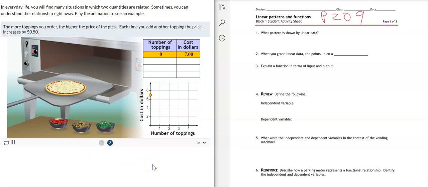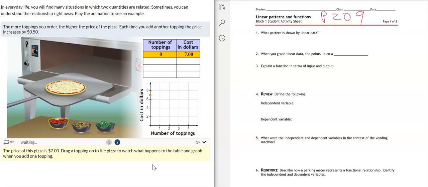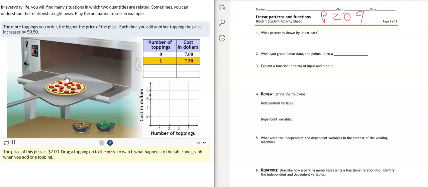So we can see a table here and a graph. The price of the pizza is $7. We're going to drag a topping onto the pizza and watch what happens to the table and the graph when you add one topping. Here we go. Going to add some pepperoni. As you can see, as we add one topping, the cost of the pizza goes up. Now the price of the pizza is $7.50.